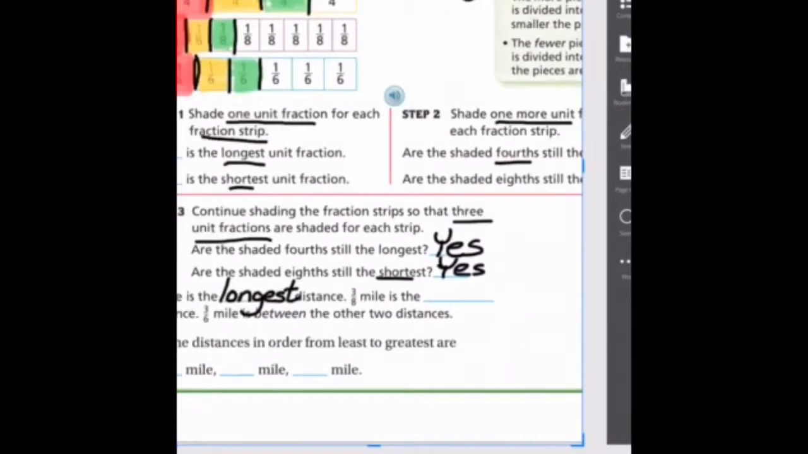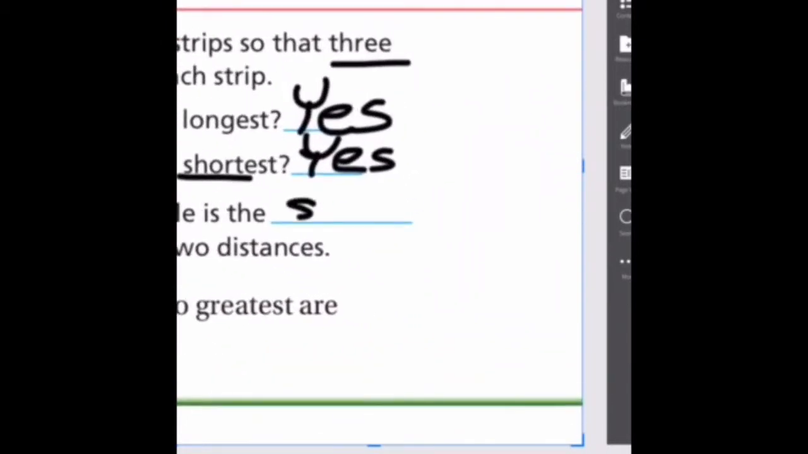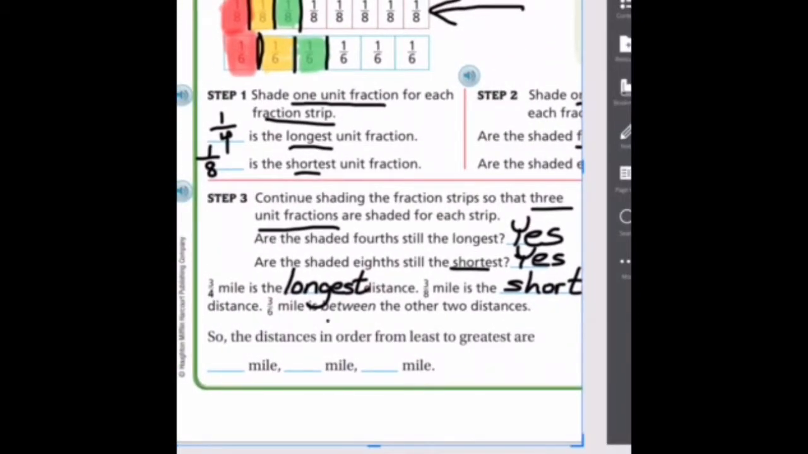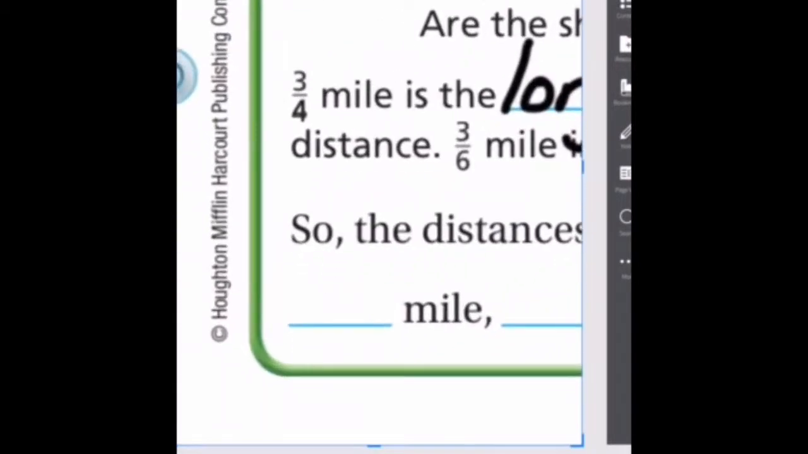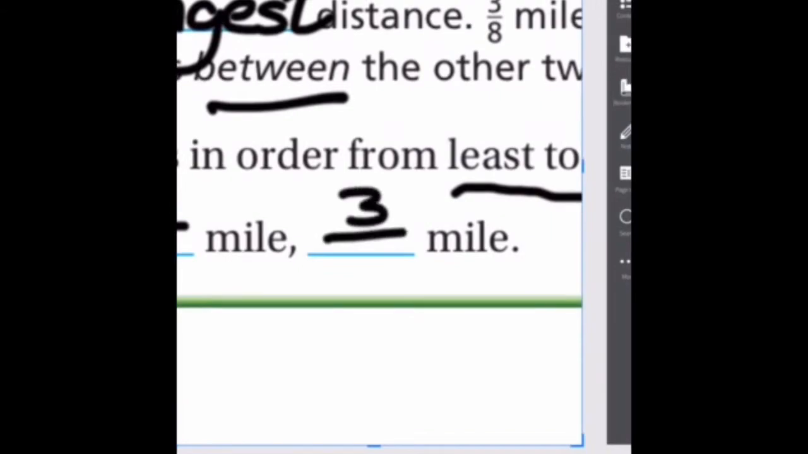3/8 is the shortest. You can see 3/8 are this one. They are the shortest. And 3/6 mile is between the other two distances. So if we put them from least to greatest, the least or shortest was 3/8. We just said 3/6 was between them. And then our longest we wrote up there was 3/4.